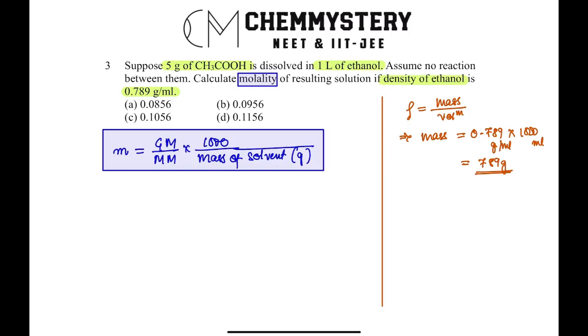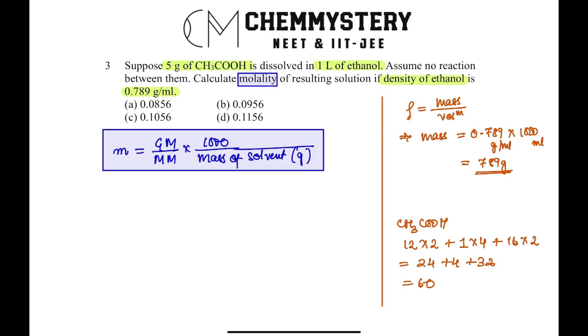What is the molecular mass of CH3COH? Carbon is 12, and there are 2 carbons. Hydrogen is 1, and there are 4 hydrogens. Plus oxygen is 16, and there are 2 oxygens. So 12 into 2 is 24, plus 4, plus 32. How much? 60. So the molecular mass of the solute will be 60.